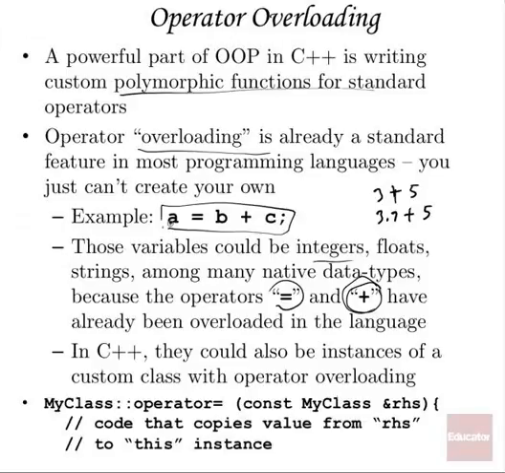Let's add them together and use the plus sign. So in C++, there could also be instances of a custom class that you wrote, and you overloaded the plus sign operator. So here's an example where we're overloading the assignment operator. So we have my class is the class, and that's the type of the right hand.